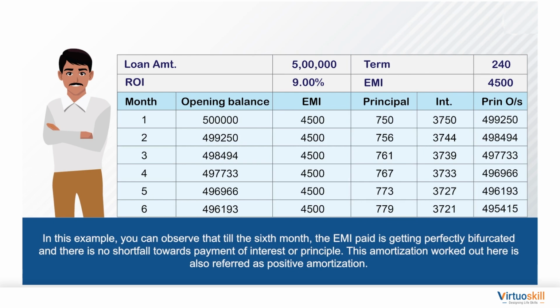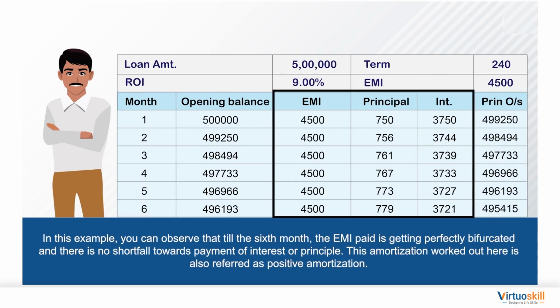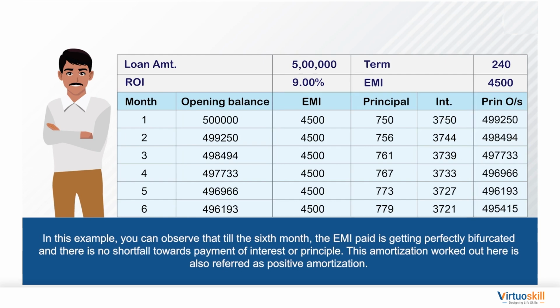In this example, you can observe that till the sixth month, the EMI paid is getting perfectly bifurcated and there is no shortfall towards payment of interest or principal. This amortization worked out here is also referred as positive amortization.